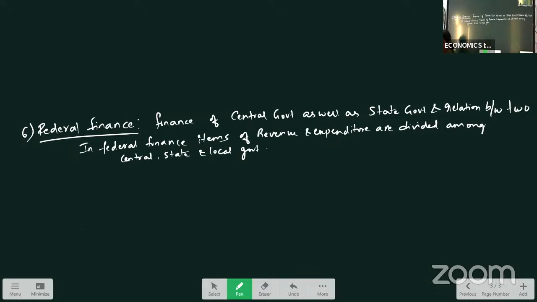What do you mean by federal finance? Federal finance is the finance of the central government as well as the state government, and the relation between the two. Some income is received by the central government, some income is received by the state government. When the state requires, the central government will give some funds. When the center requires, state funds are used by them. That financial relation between the central government and state government is called federal finance. So in federal finance, revenue and expenditure of local government, state government, as well as central government will be there. This system is called federal finance.